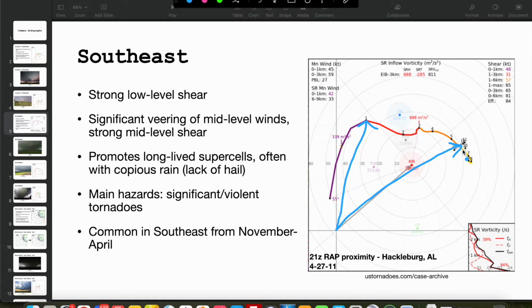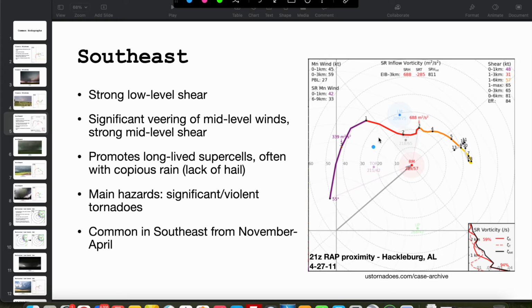And that's going to be the main hazards with these supercells. You're going to see long-track tornadoes with these kinds of hodographs. Now, you might be thinking, well, this should promote large hail as well. And that's not often the case. These hodographs are often where we have too much shear, especially in the low levels, for large hail. And we'll talk about a typical sort of hailer hodograph later on in the presentation.